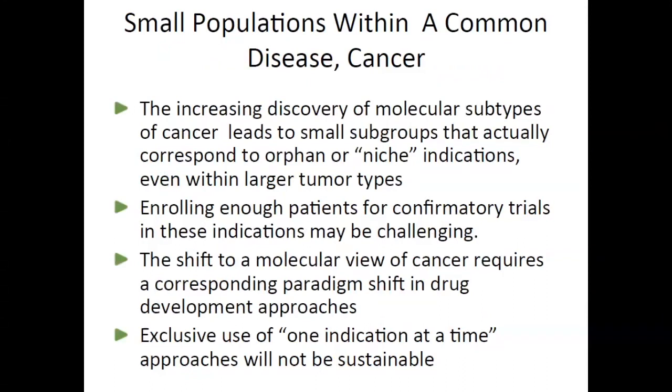Within cancer, which used to be a common disease, we now have the increasing discovery of molecular subtypes, leading to small subgroups that are like orphan or niche indications, even within large tumor types. And enrolling enough patients for confirmatory trials in these indications may be challenging. So the shift to a molecular view of cancer requires a shift in drug development approaches, and the exclusive use of one indication at a time will not be sustainable.